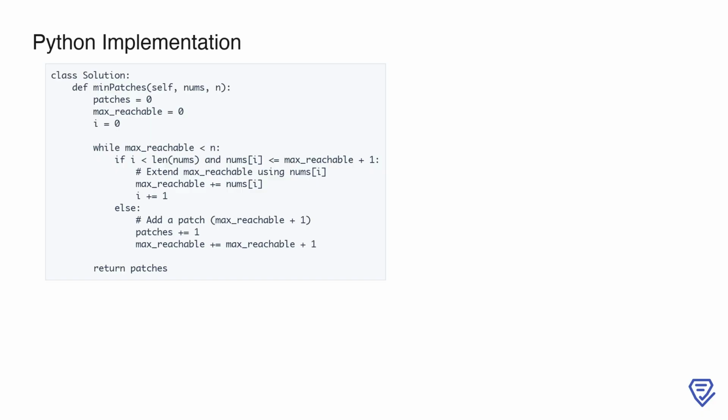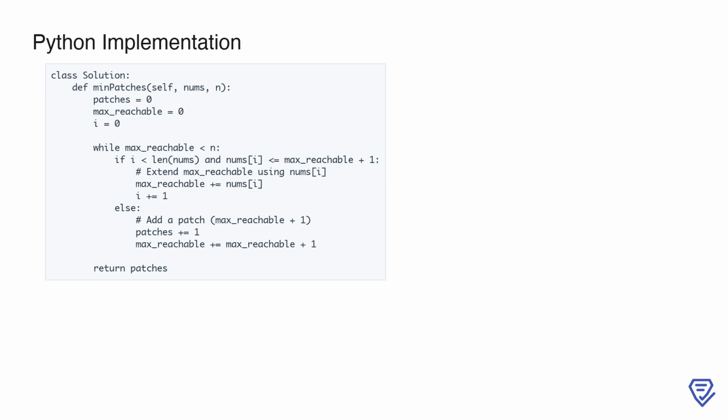Inside the while loop, the condition max_reachable < n ensures that we continue patching until the entire range, 1 to n, is covered. For each iteration, we check if the current number in the array, nums[i], is less than or equal to max_reachable plus 1. If it is, this number extends the range of reachable sums, so we update max_reachable and move to the next number in the array by incrementing i.